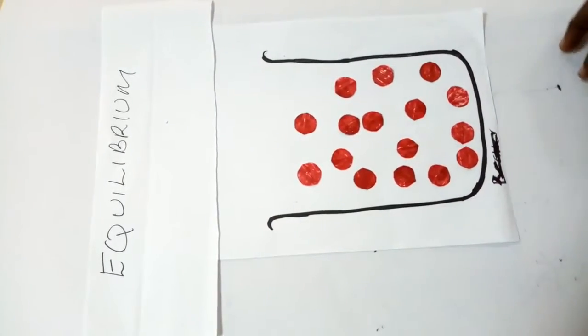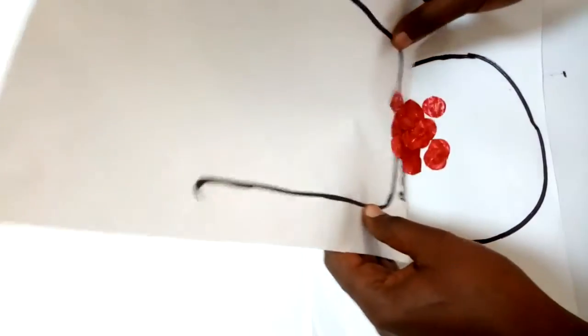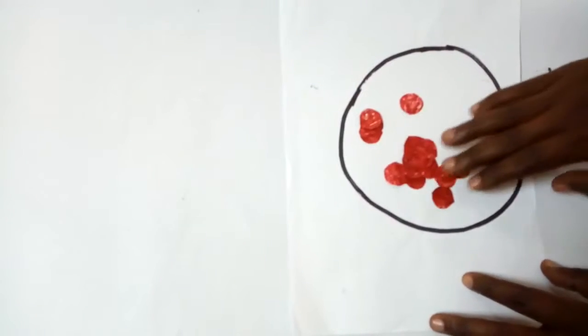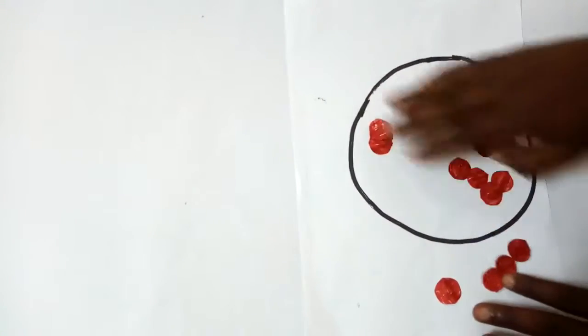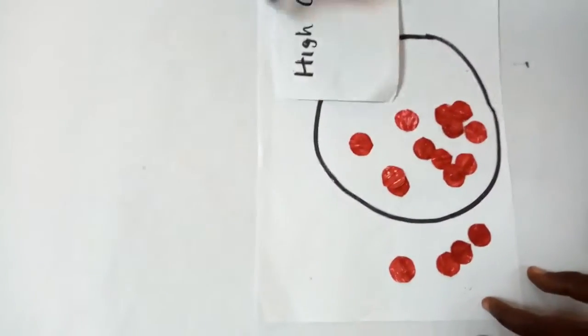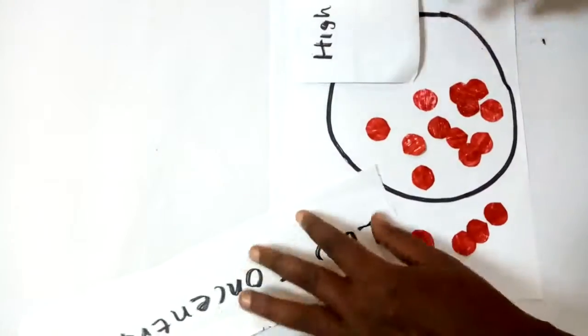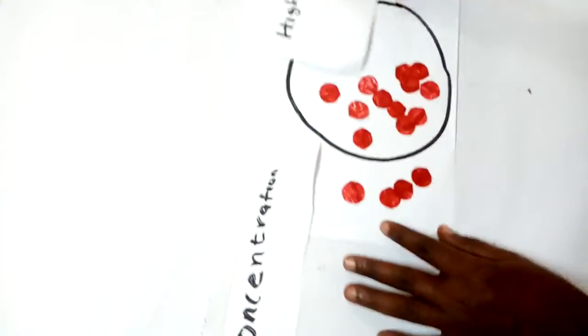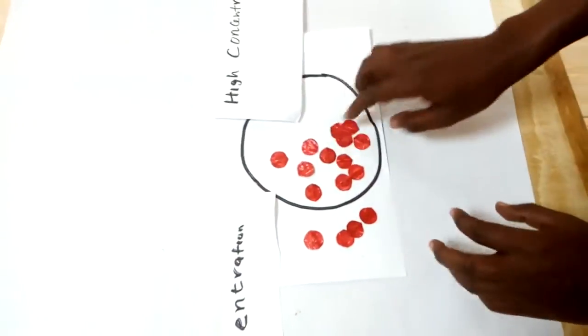We can equate this in animals by taking the example of an animal cell. If we consider an animal cell, we are going to use the same particles in our experiment. Animal cells will have particles in higher concentration inside than those found outside. So we consider this as higher concentration, inside the cell, and low concentration outside the cell. Because we are dealing with the cell, this is the cell.